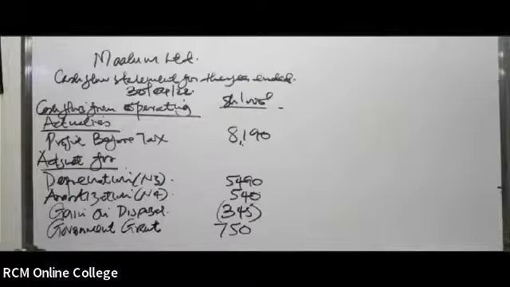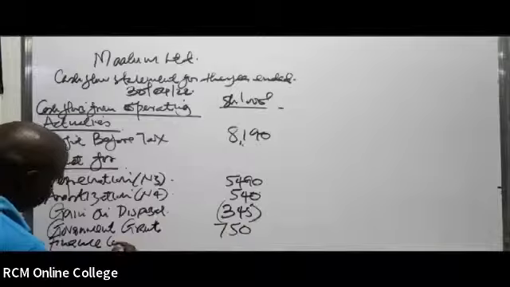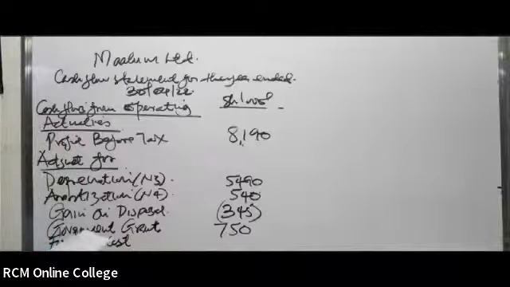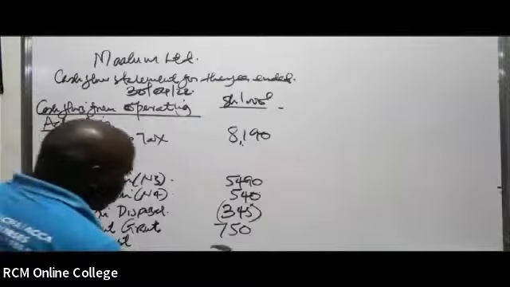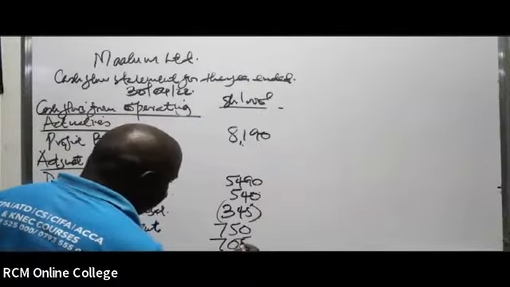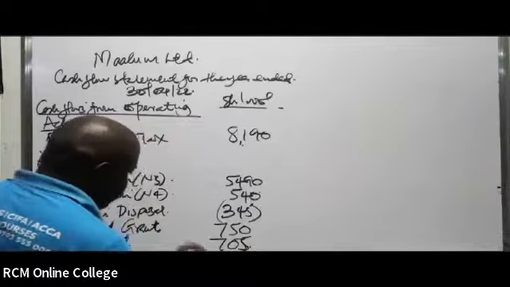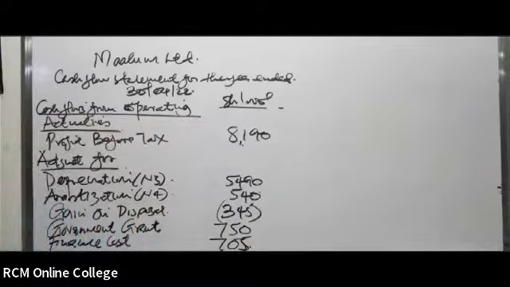Then we have to add back the finance costs, which is an amount of 705. So in there, we'll be able to get the cash flows before the working capital changes.